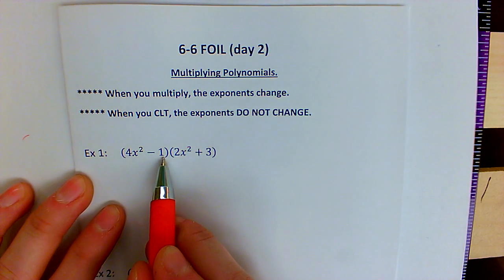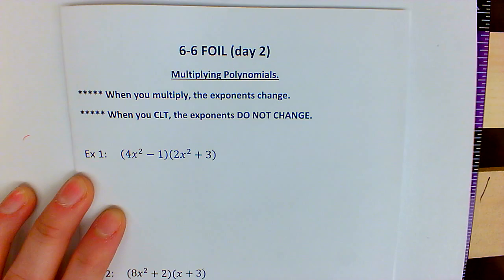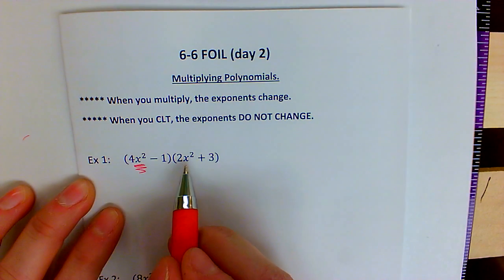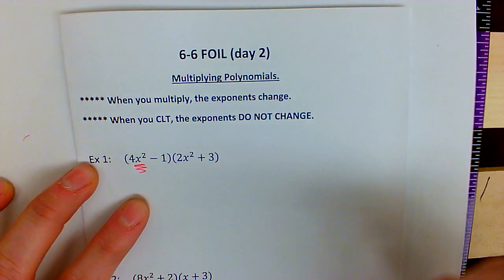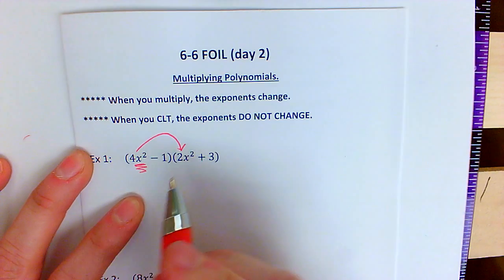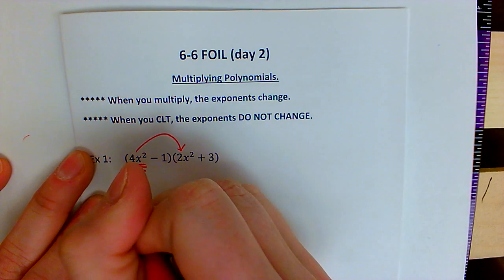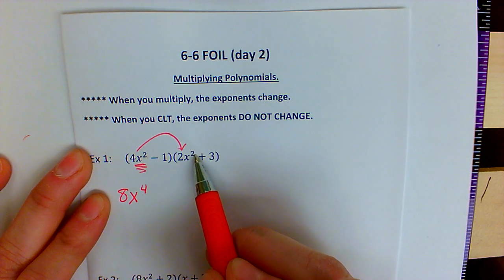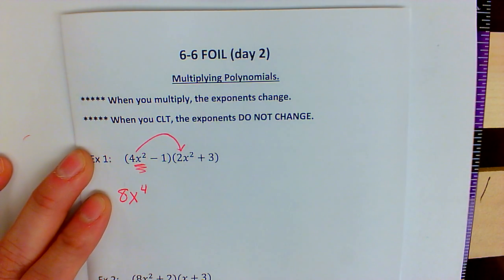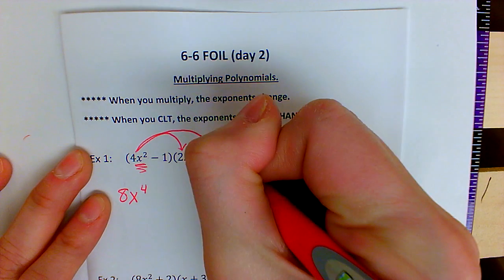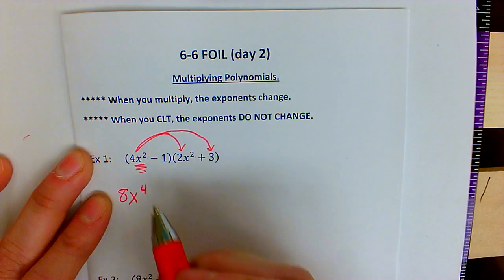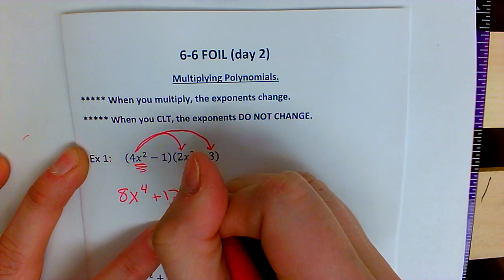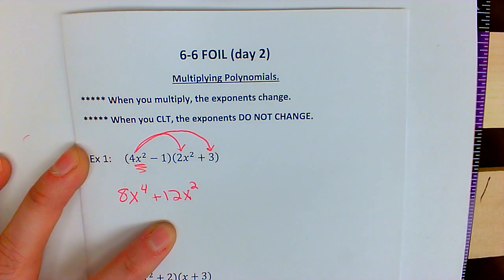This one has 2 terms multiplied by 2 terms, so I need to use that double distribution method. I'm going to start with the 4x squared and multiply it to both terms in the other set of parentheses. So 4x squared times 2x squared gives me 8x to the 4th power. I had 2 x's here multiplied by another 2 here, that's why now I have 4 of them. Now I need to multiply 4x squared times that positive 3. So 4 times 3 gives me a positive 12, and I still have that x squared, so I need to make sure that I bring it down.